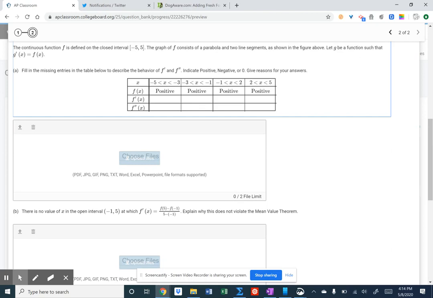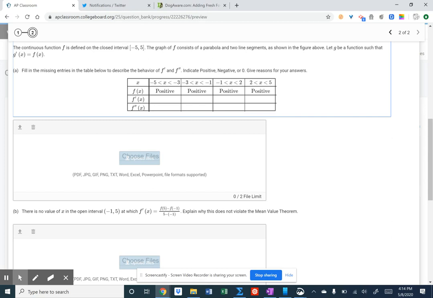Here it says, in part B, there is no value of x in the open interval (-1, 5) at which f'(x) is equal to (f(5) - f(-1)) / (5 - (-1)). Explain why this does not violate the mean value theorem. A lot of you, I think, didn't understand how to answer this question. I guess we've never gone over anything like this, and so be it. I'm glad we're doing it now before the AP exam instead of during.